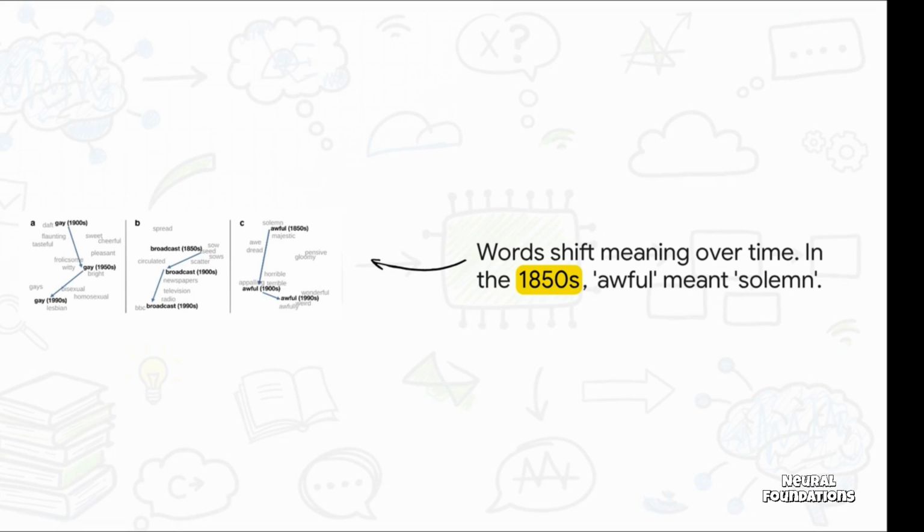Now here's where it gets really mind-blowing. We can actually watch language itself evolve over time. By looking at texts from different eras, researchers can literally track how the coordinates for words move. I mean, just look at the word awful. Back in the 1850s, its vector was close to words like solemn and awe. Fast forward to the 1990s, and it's drifted all the way over to hang out with horrible and terrible. It's a measurable, mathematical shift in meaning.